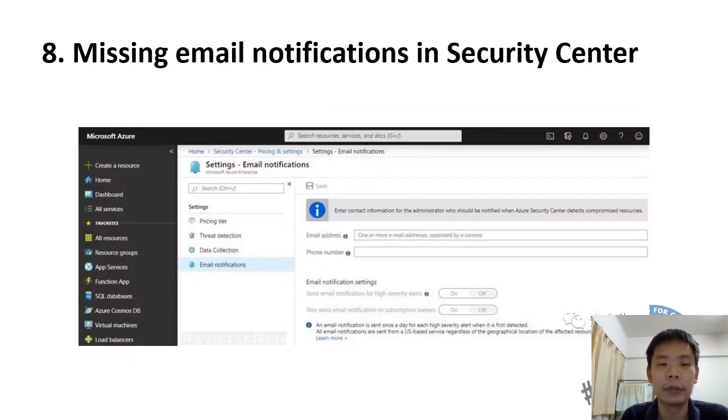Let's go for the next one. Missing email notification in Security Center. Running a production environment on the Azure cloud without configuring email notification in the Azure Security Center can be regarded as a major security incident. Azure Security Center should always be configured with an email address and/or phone number in order to receive notifications about incidents, especially when certain resources are threatened. Email notification should be configured in each environment and always monitored with a high priority.